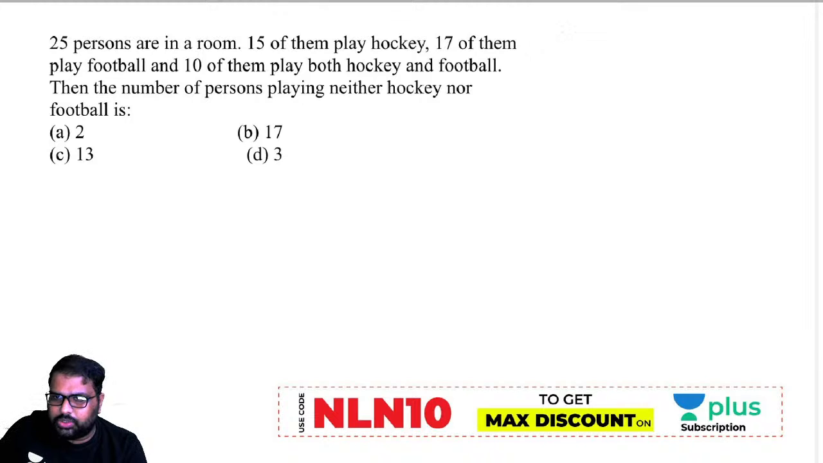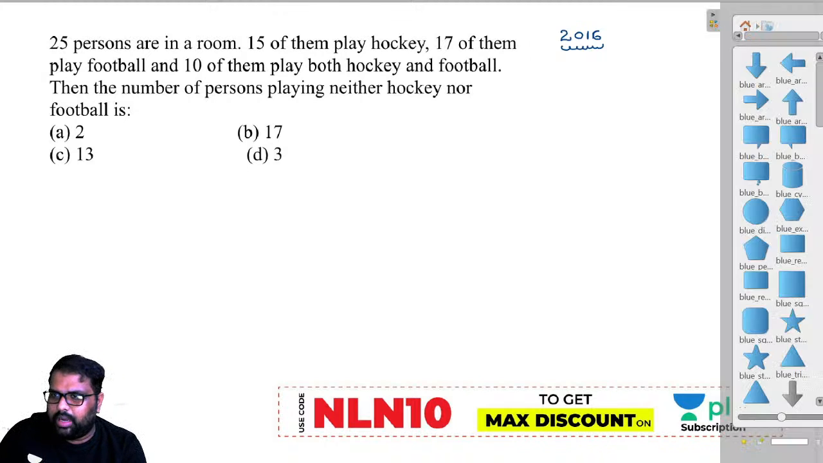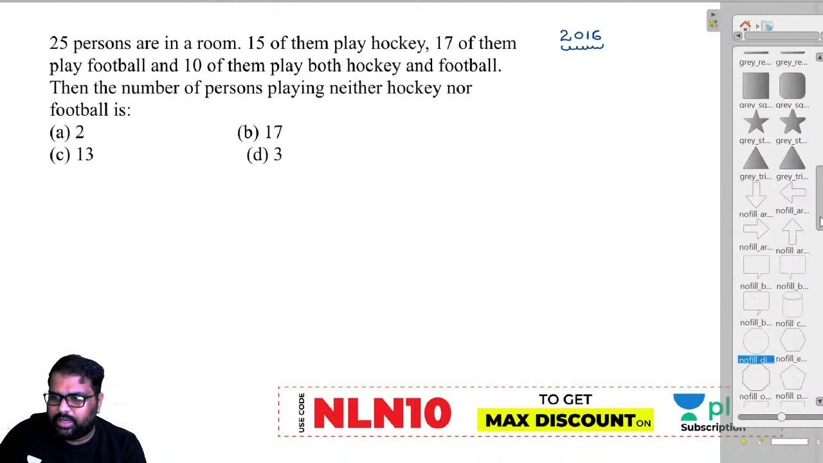And again, this is also a PYQ asked in 2016 GATE. Now try to solve it. By observing the data, what can you say is, it is a 2 variable data because hockey and football are there. So I'll draw the diagram in the meanwhile. Try to answer this question.